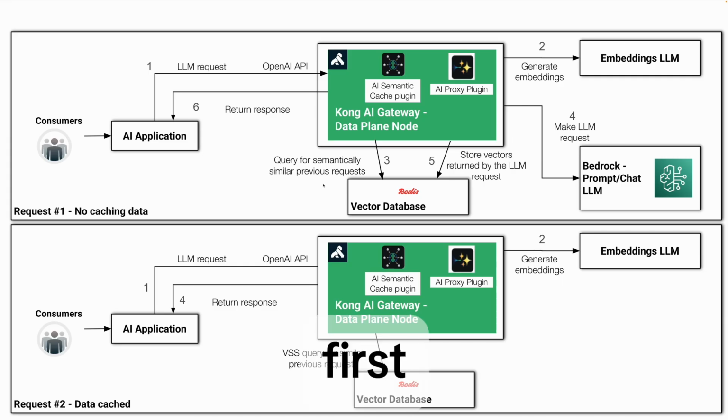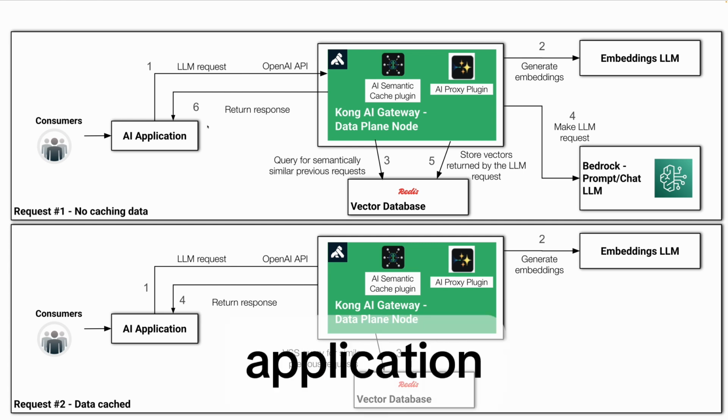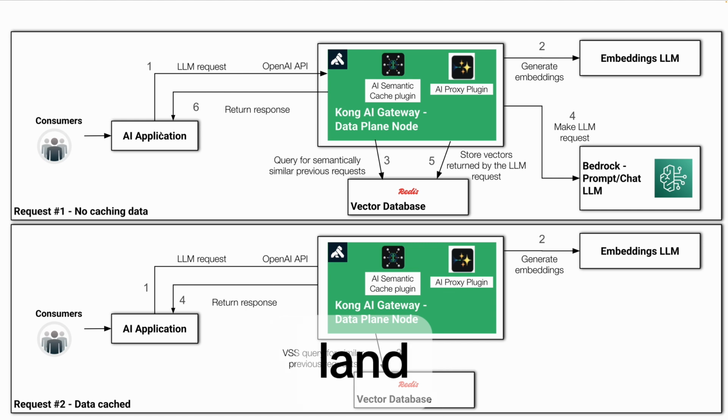The first use case I'm going to demo is related to the Semantic Cache plugin. The diagram shows how the plugin works. Consider request number one, where we don't have any caching data available. In step number one, the application sends a regular LLM request with a prompt inside of it.